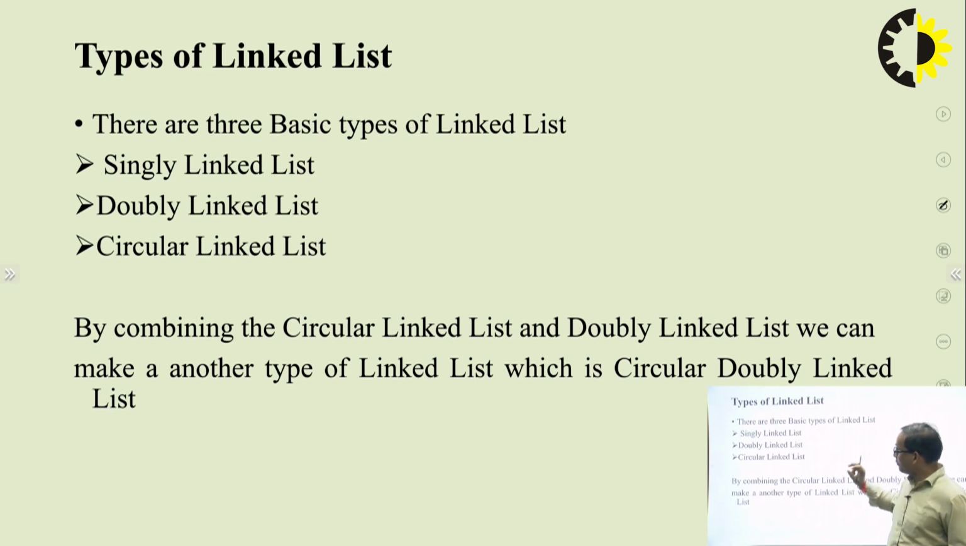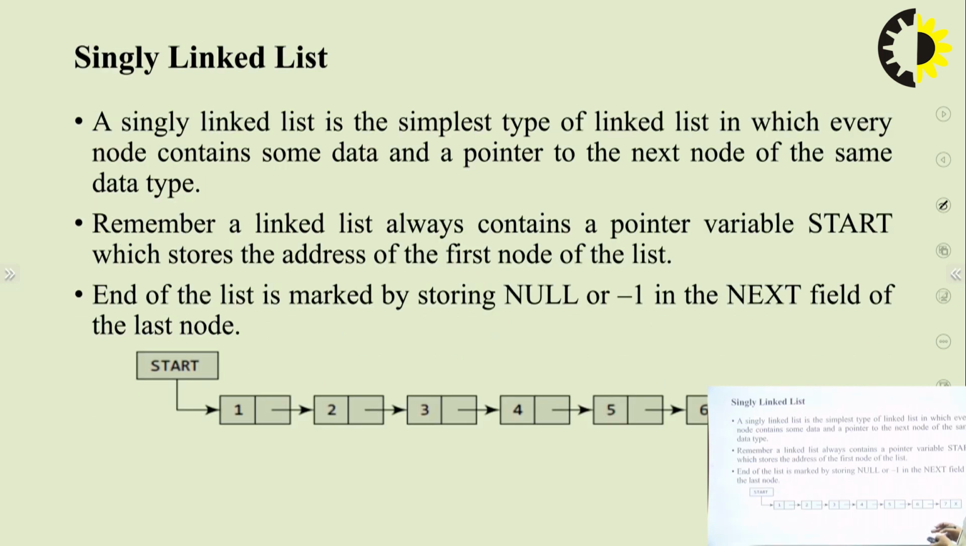And by combining the concept of circular linked list and doubly linked list, we can make a new type of linked list, and that type of linked list is known as the circular doubly linked list. Let us see the introduction of each type of linked list one by one.